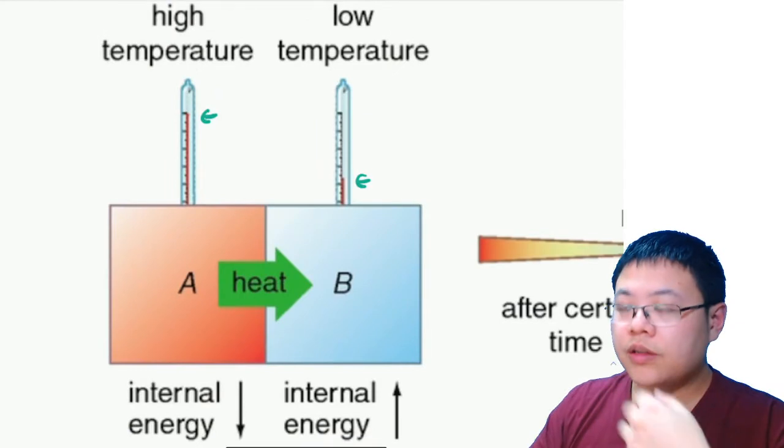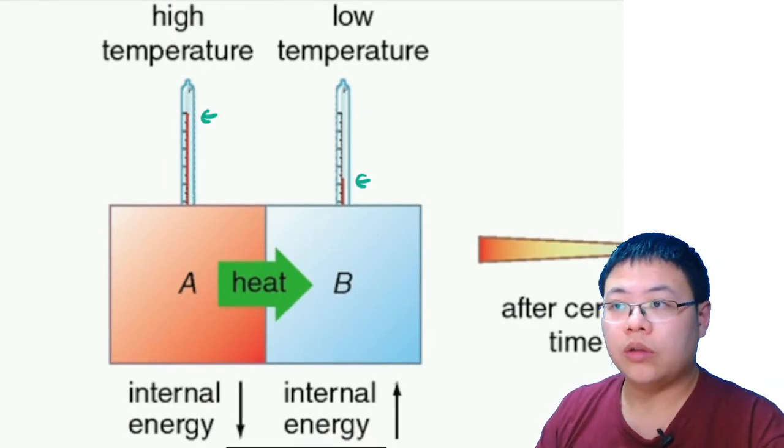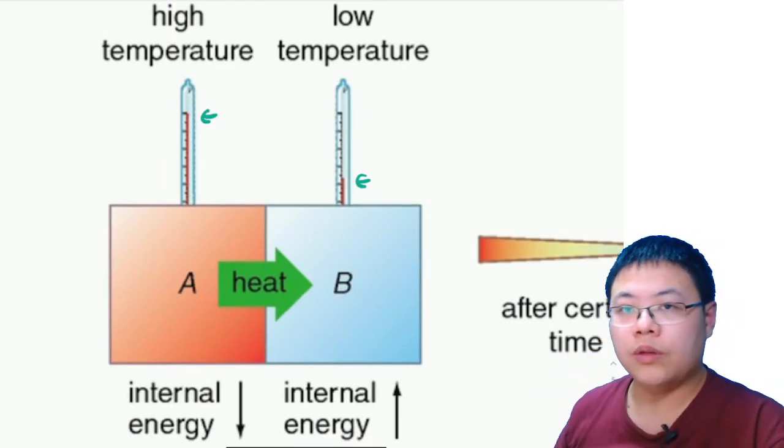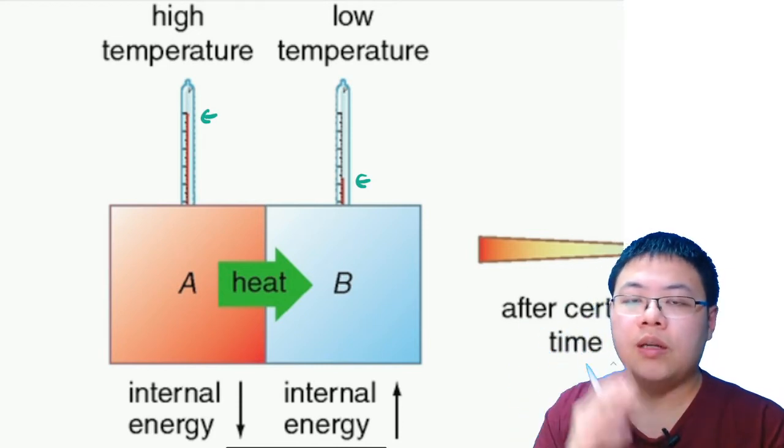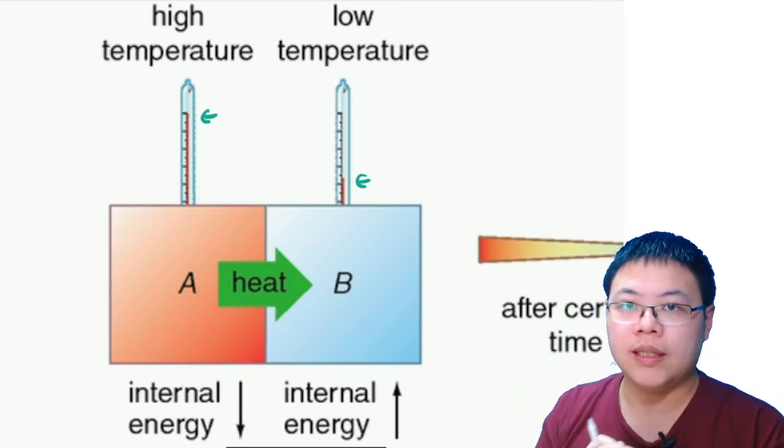Okay, imagine there is a hot object, there is a cold object. Heat will flow from the hot one to the cold one. This flow of energy due to temperature difference is called heat.